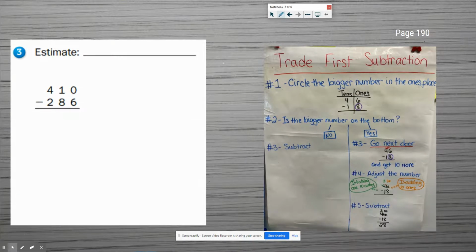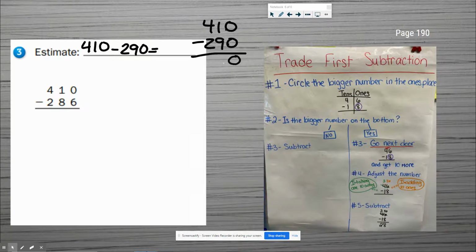Number 3, my estimate, I'm already going to use 410 minus 286 is close to 290. I can do 0 minus 0. 9 is in the bottom, so I'm going to go next door and get 10 more. 10 tens is 100. So I'm going to add those tens to my 1 to make 11. 11 minus 9 is 2. 3 minus 2 is 1.